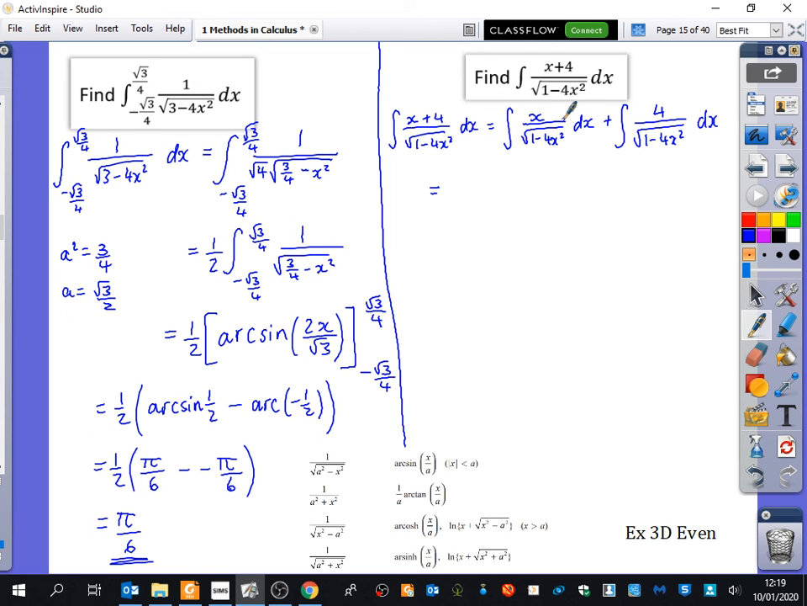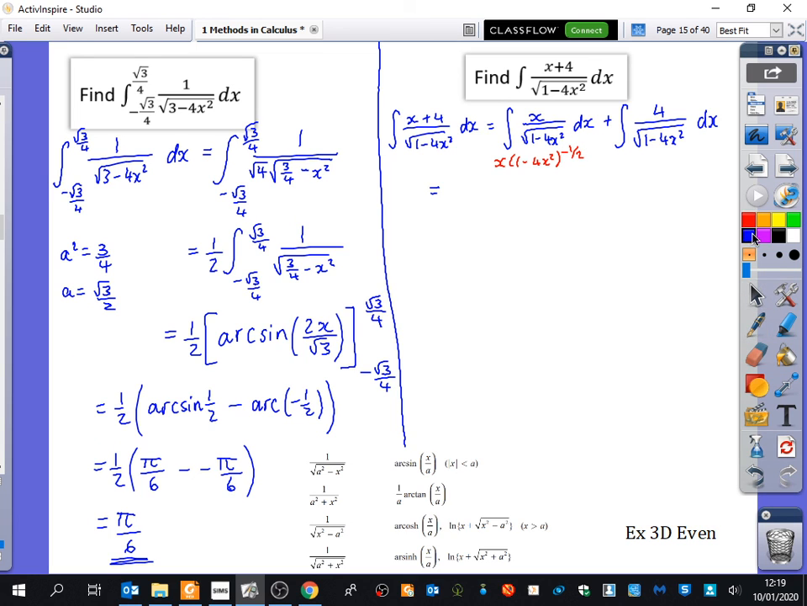Reverse chain rule, because it's the derivative of the 4x. It's a reverse chain rule. I did tell you just now. Further maths won't just be further math stuff. It will have normal math stuff in it as well. So this is the reverse chain rule. You might like to rewrite this as x times 1 minus 4x squared to the minus a half.